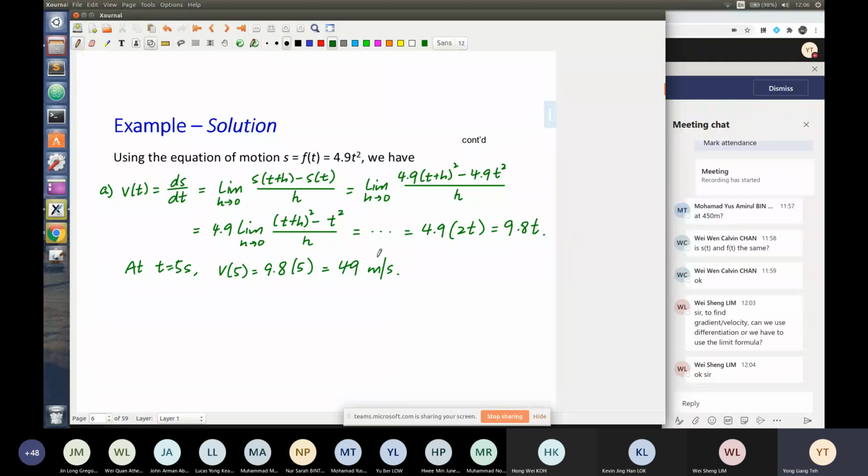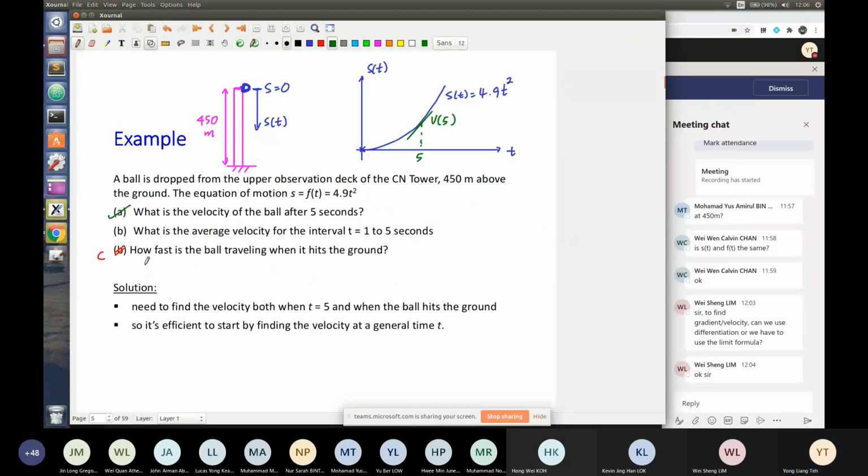All right, next, part B. For part B, what is the average velocity for the interval 1 to 5 seconds? We can represent this on the graph here, and that is to find the slope of the secant line. So let's say this is my 1 second. You can see that I can join these 2 points. So this is the average velocity between t equals 1 to 5. Let me label this as V average.